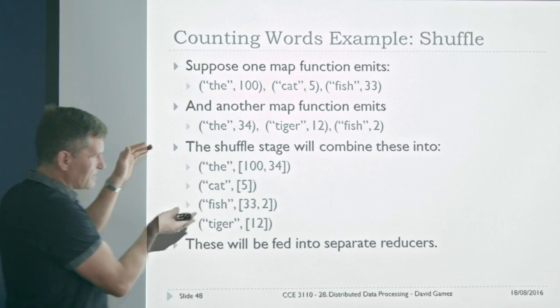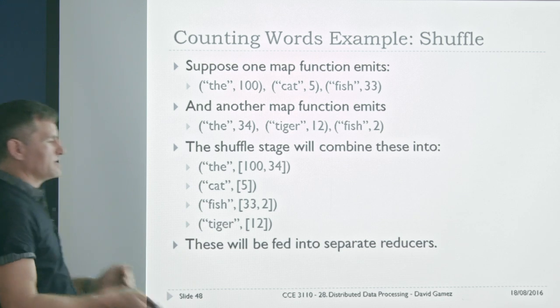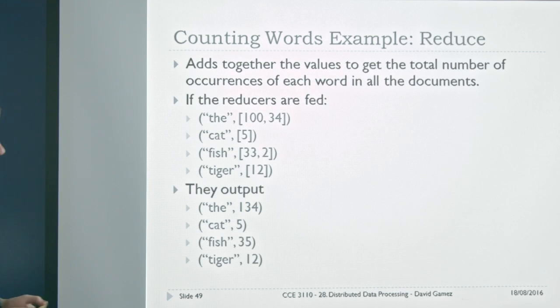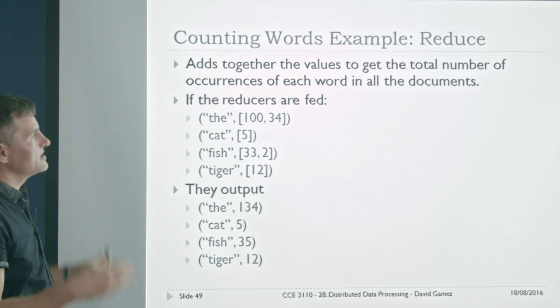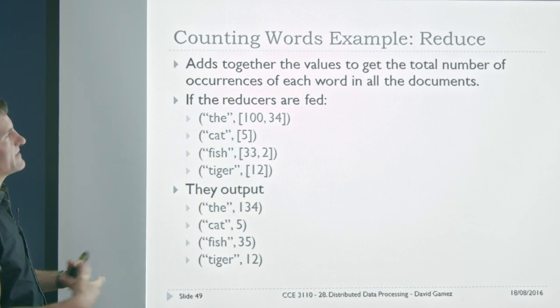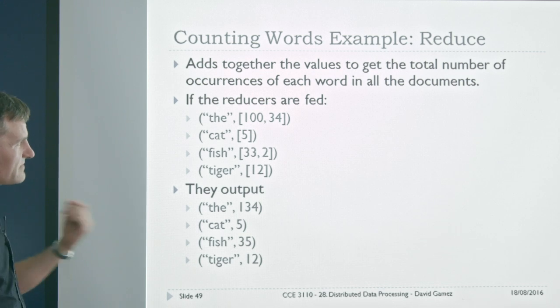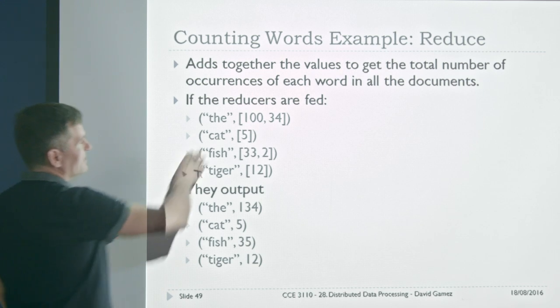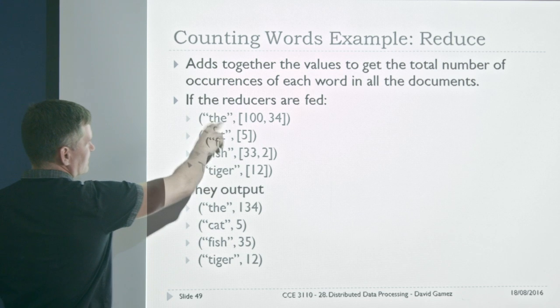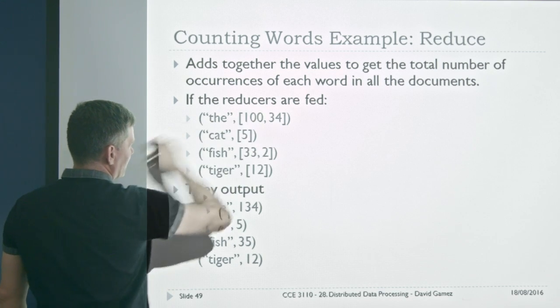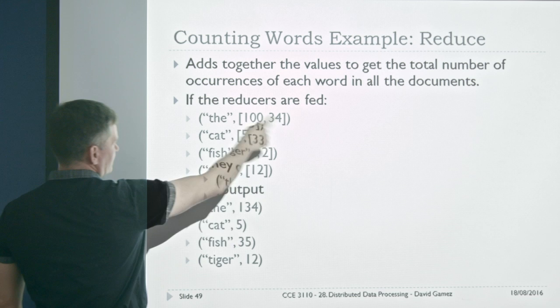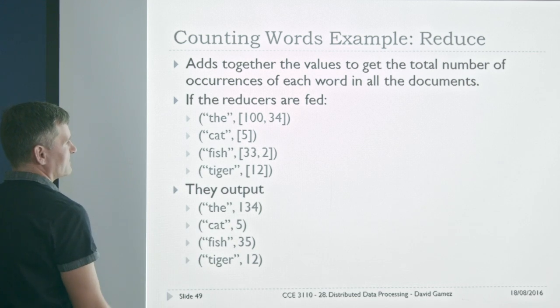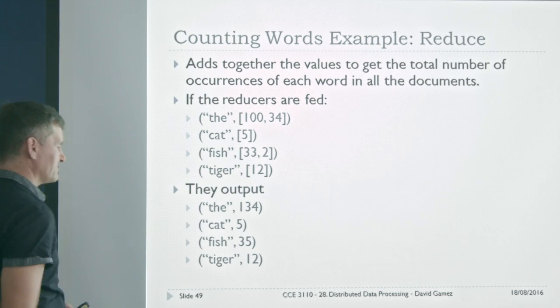And then these outputs from the shuffle stage are then fed into the separate reducers. In a simple example, we're just counting the words, not doing elaborate statistics on them. So what we then do is we add together the values to get the total number of occurrences of each word in all the documents. So the reducer has quite a simple job. It just takes for each key, adds together all of the values in its array. So it takes the 134 and produces the 134, and the same with cat, fish, tiger.